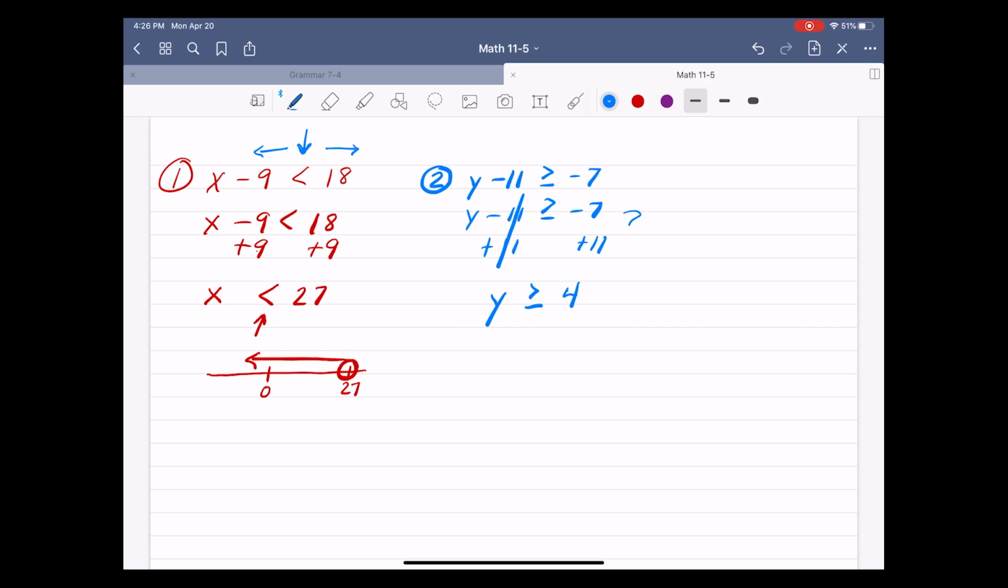The difference between 11 and 7 is 4, and the sign of the number that appears larger is positive, so we know that y is greater than or equal to 4. And then let's graph it.